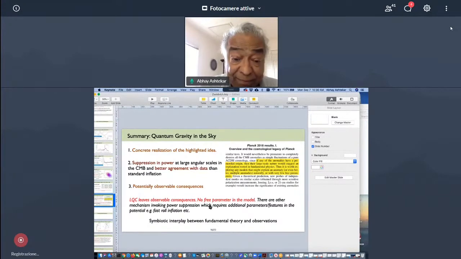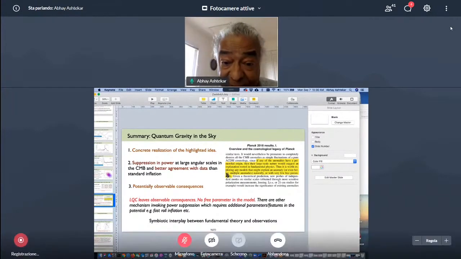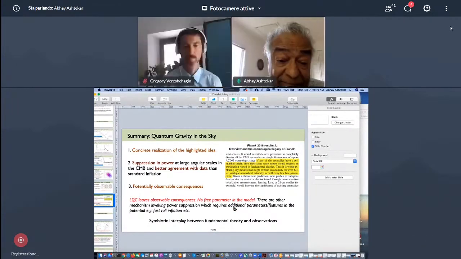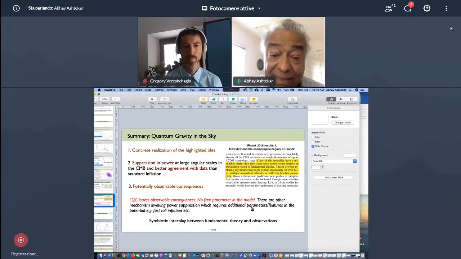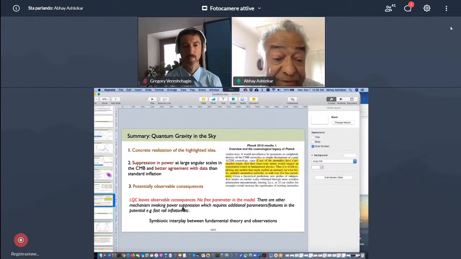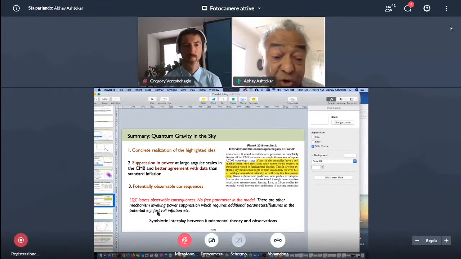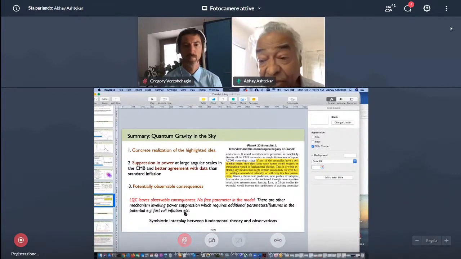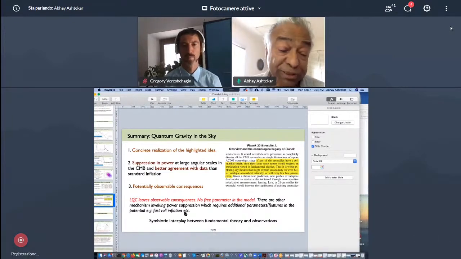So in this case, there are two anomalies which are explained, and naturally with few parameters, there are no parameters needed. There are principles which select the states, but there are no parameters introduced here to match the data. There are other mechanisms to invoke power suppression, but they rely on additional parameters or features in the potential, for example, fast roll inflation, fast roll just before the slow roll starts, and so on.